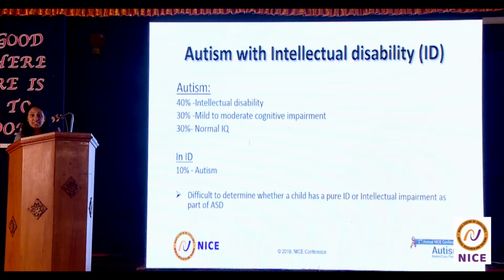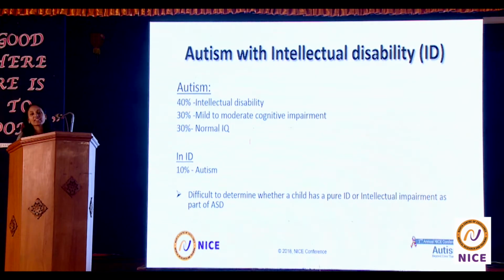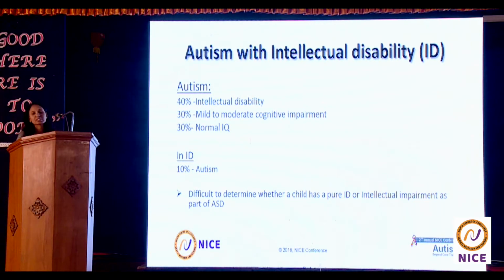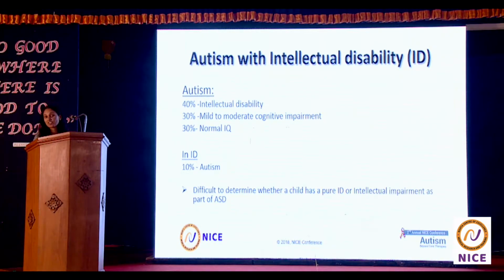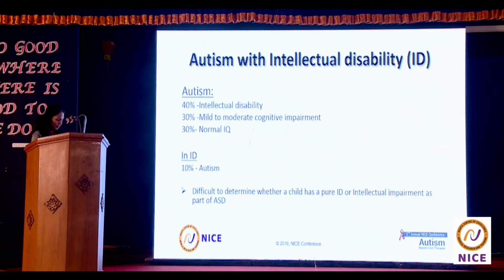One study, done in a population of kids with intellectual disability, showed that 10% of them have autism. It is a challenging task even for professionals to diagnose whether the social impairment is actually due to autism or due to intellectual disability when the kids have both conditions. So it needs thorough assessment and expert opinion based on a multidisciplinary team approach.